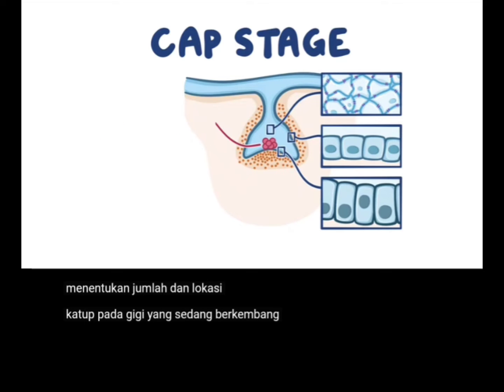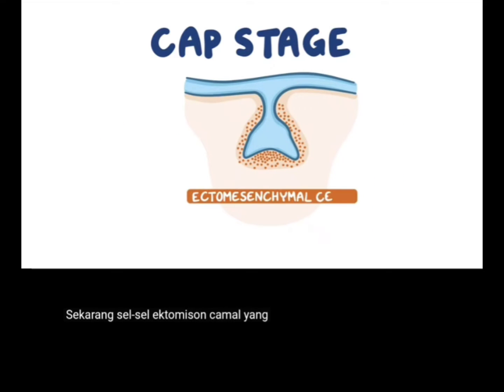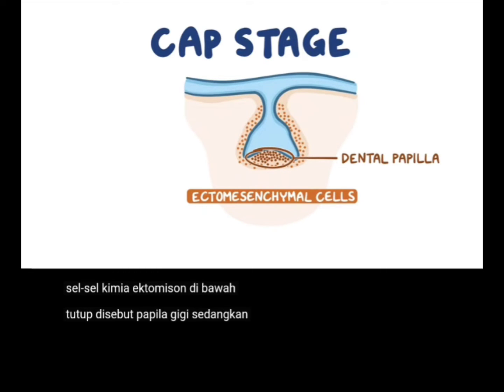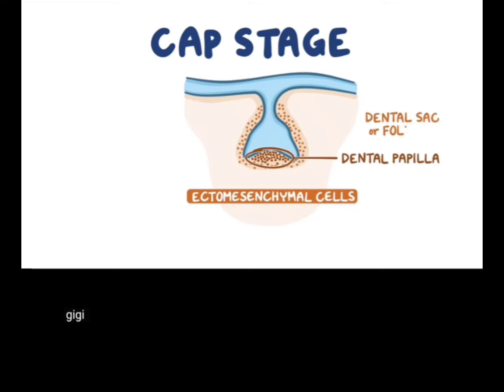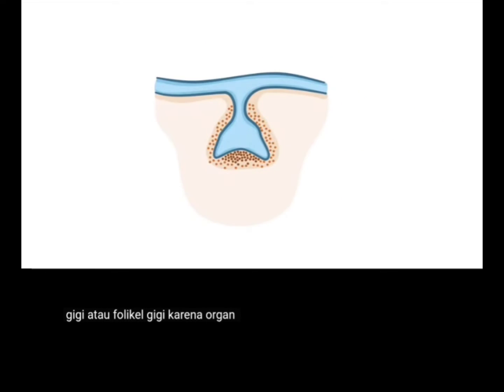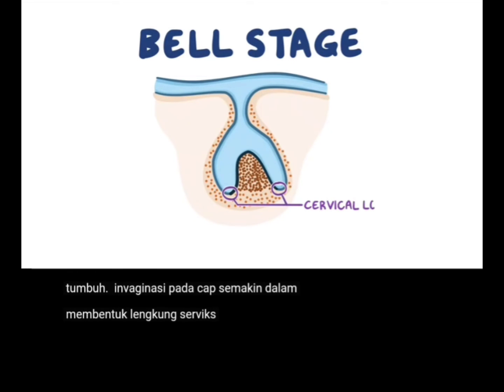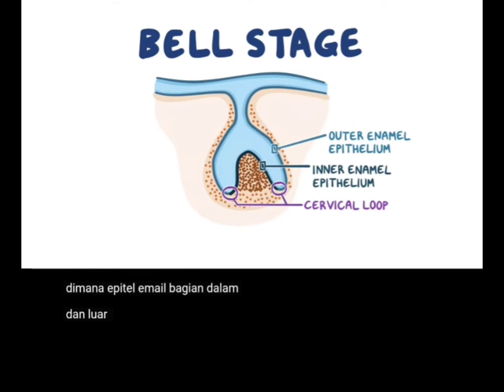in the developing tooth. Now, the ectomesenchymal cells surrounding the enamel organ continue to accumulate, especially near the invagination of the cap. The dense condensation of ectomesenchymal cells beneath the cap is called the dental papilla, whereas the accumulation of ectomesenchymal cells that encircle the dental papilla and the enamel organ is known as the dental sac or dental follicle. As the enamel organ continues to grow, the invagination in the cap deepens, forming the cervical loop at the tip of the invaginating epithelium, where the inner and outer enamel epithelium meet.